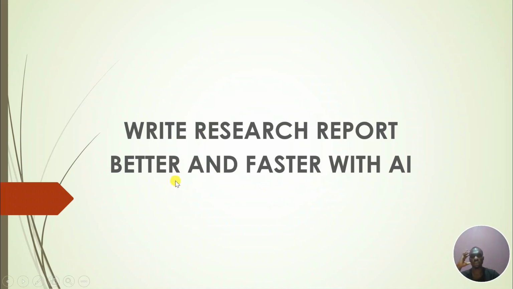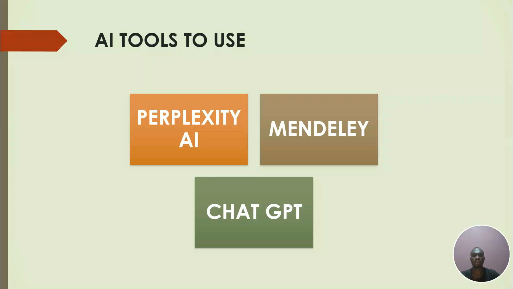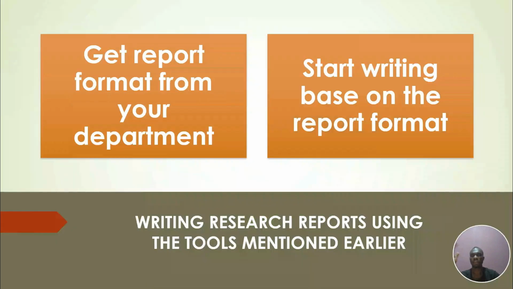And to do this, we'll be using several tools, and that will be the Perplexity AI. We'll use Mendeley. We'll also incorporate ChatGPT into this. And then what do we need before we start using the tools? What do we need also to get before we can write these reports effectively? We need to get the report format from your department.